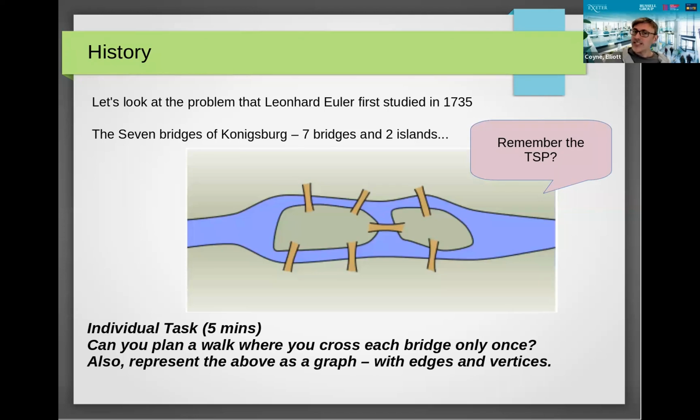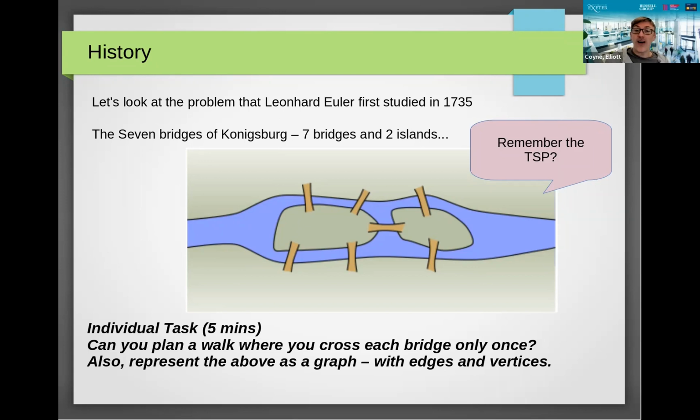What they wanted to know is, was it possible to traverse every place while only using each bridge once? It is a form of the traveling salesman problem when you think about it. They've got to get to all these different locations. But just to get you thinking, this is going to be an individual task, you're not going to be in your peer support groups.